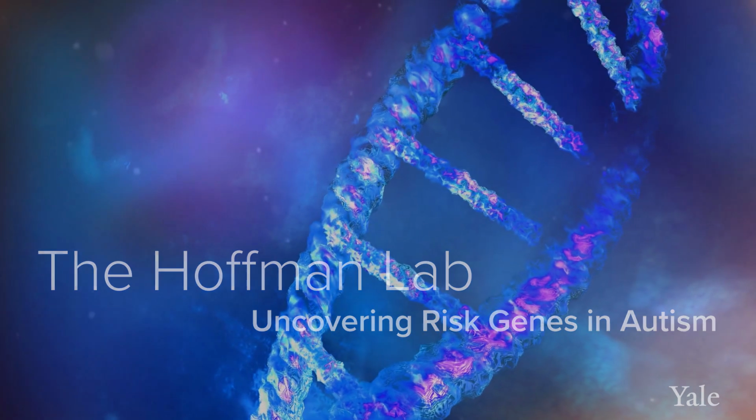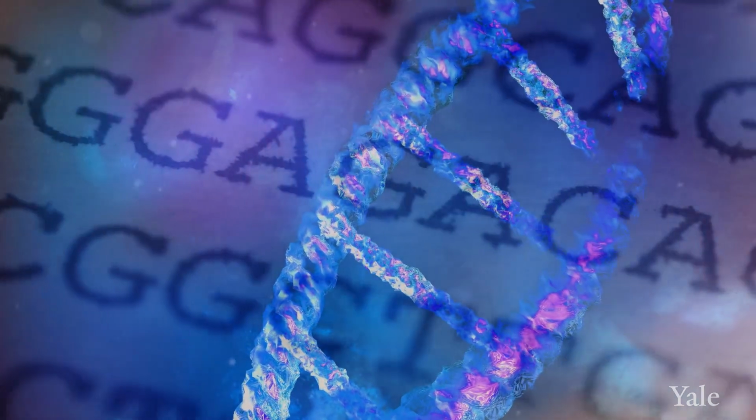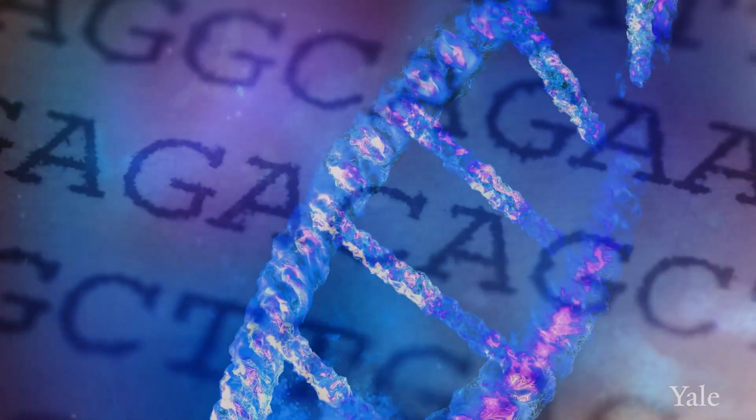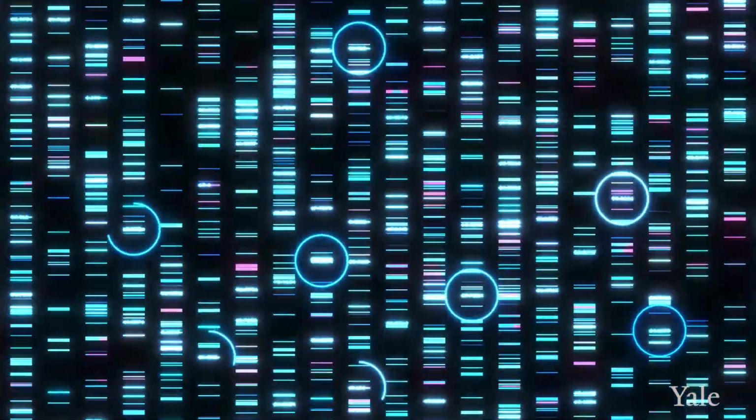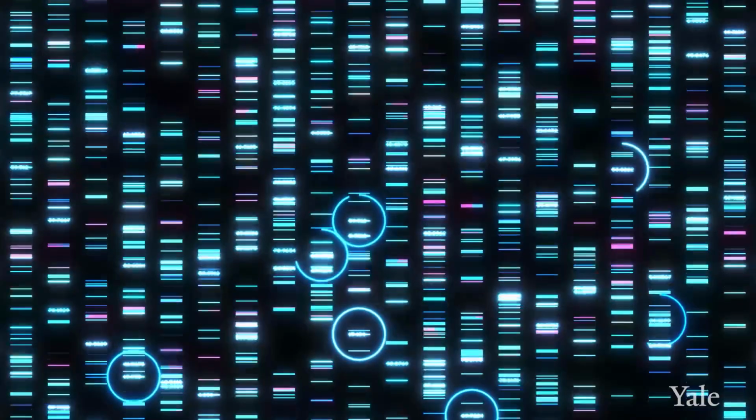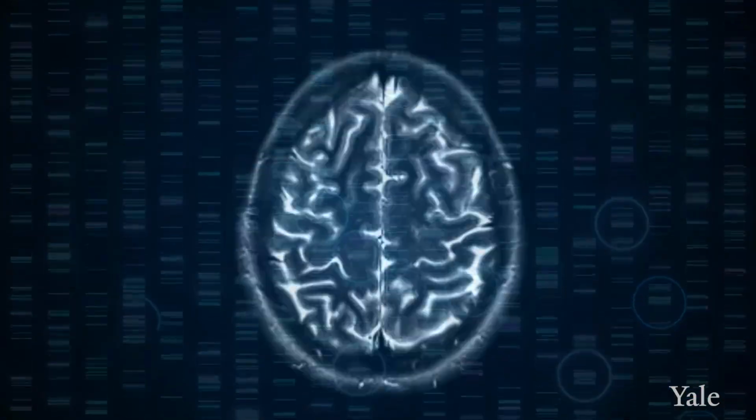There are over 200 risk genes that are strongly associated with autism spectrum disorder, or ASD. We know that these genes are involved in fundamental biological processes in the developing brain. A risk gene is a gene that is strongly associated with the likelihood of developing a particular disorder.